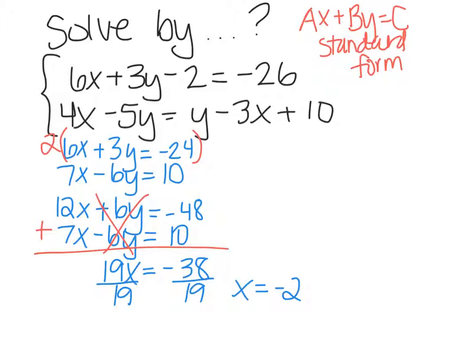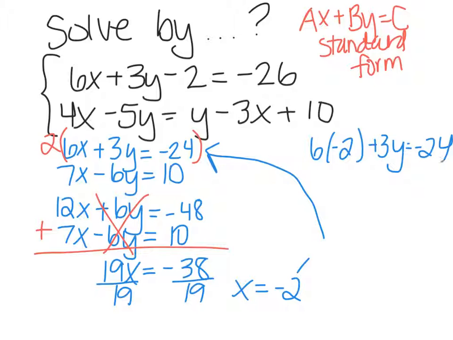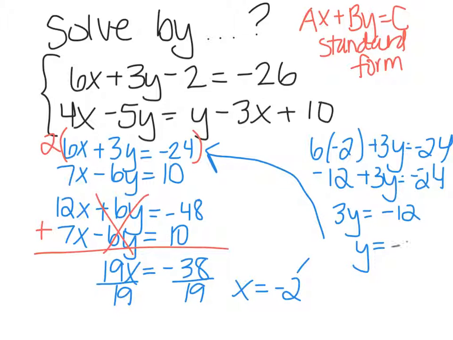From here, I don't want to go back up to the messy equation that's written in black. I just want to go back up to the top. So I'm going to choose to use this one. So I'm going to have 6 times negative 2 plus 3y equals negative 24. Negative 12 plus 3y equals negative 24. We're going to add the 12 over. 3y equals negative 12. Divide by 3. Y equals negative 4. How'd you do?